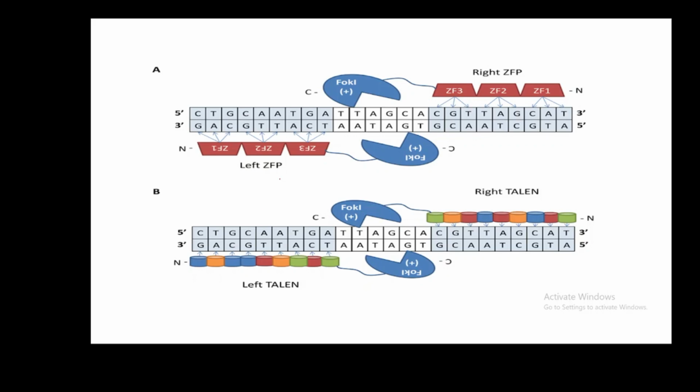So here you can see, until and unless FokI is forming homodimers, this ZFN cannot make any sort of editing in the DNA to which you want to add it. So basically you need the left ZFP and you also need the right ZFP. Right ZFP will bind to your coding strand and the left ZFP will bind to your non-coding strand.